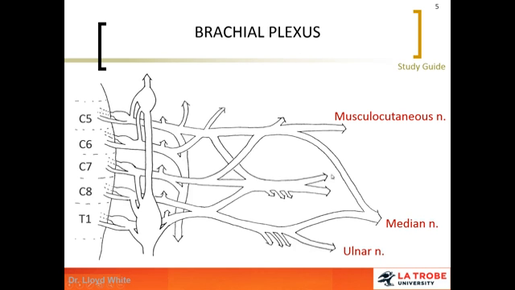We've also got 2 peripheral nerves originating from the posterior division, and these are our axillary nerve and our radial nerve. The axillary nerve will originate from the more superior spinal levels, while the radial nerve will receive nerve fibres from all of the spinal levels that contribute to the brachial plexus.